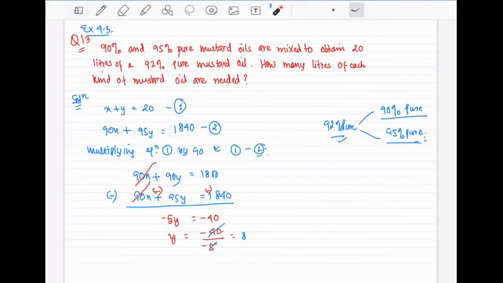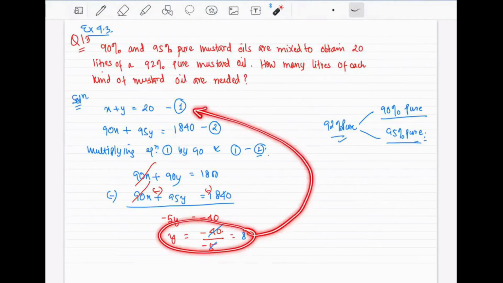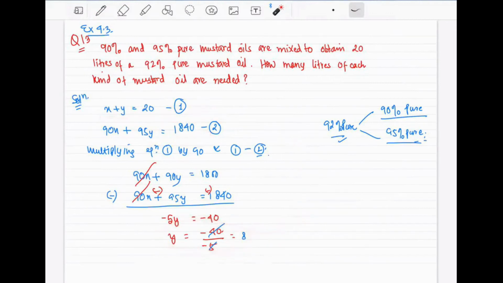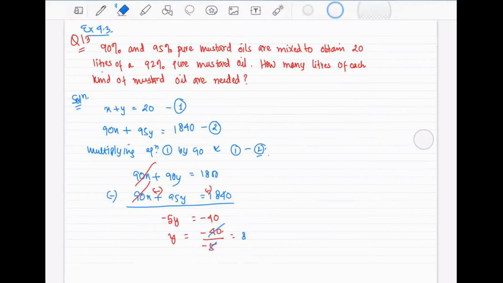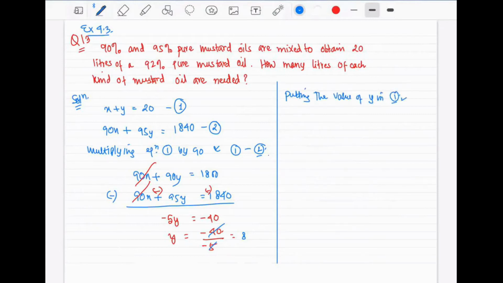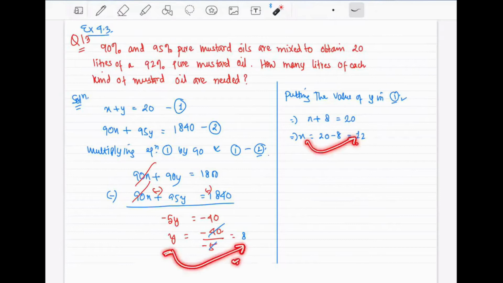So you just need to put the value of y as 8 in equation 1. Equation 2 has a larger value here. It will be much easier if you put the value of y in equation 1. So let's continue on the right hand side. We are putting the value of y in which equation? In equation 1. What's the value now? x plus 8, the value on the right hand side is 20. So the value of x will be 20 minus 8, which will be 12. Okay, x we have obtained as 12, y we have obtained as 8. Therefore, x equals 12, y equals 8.